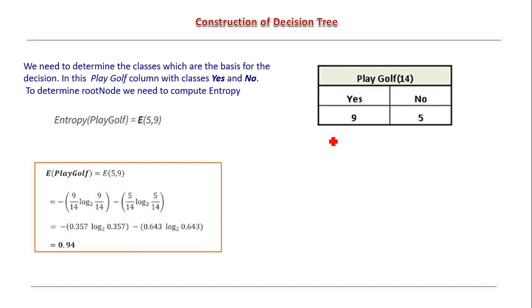To determine the root node, we need to compute the entropy. The number of observations in the yes category is 9 and in no is 5. So we need to calculate the entropy of play golf, E of 9 comma 5, using the sum from i equals 1 to n. Here there are two classes. For the first one, 9 by the total number of observations, 14, times log 2 of 9 by 14. This is the formula I applied here.